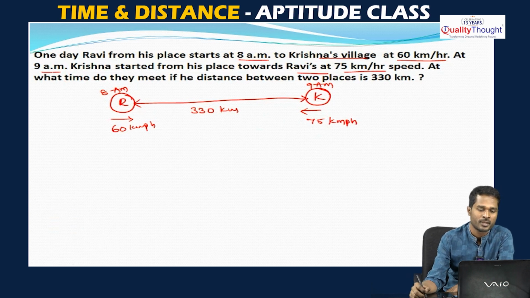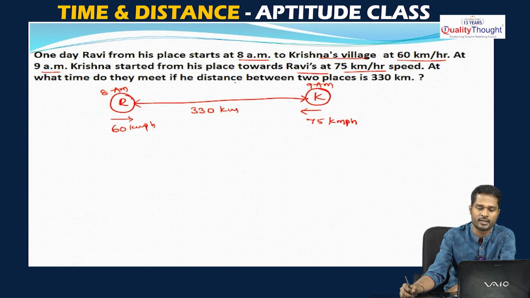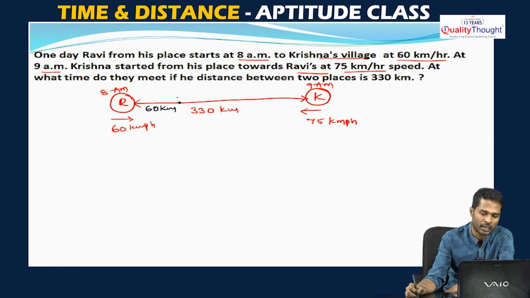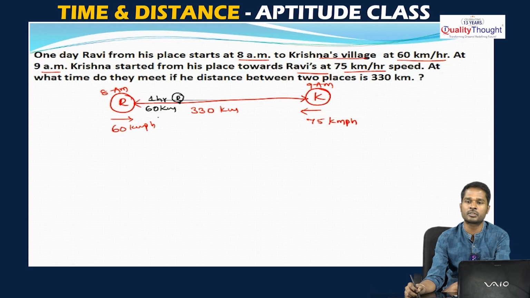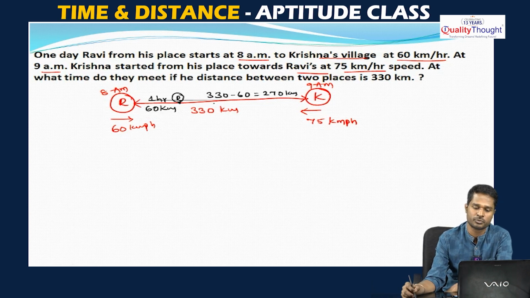But check what the question is saying. Ravi started at 8 am but Krishna started at 9 am. That means when Krishna started at 9 am, Ravi had already travelled for 1 hour. In 1 hour, how much distance did he travel? 60 kilometers. Now Ravi is here, after 1 hour, having travelled 60 kilometers. Now the distance between them is 330 minus 60, that is 270 kilometers. That means when Krishna started from his place to Ravi's place, the distance between them is 270 kilometers.